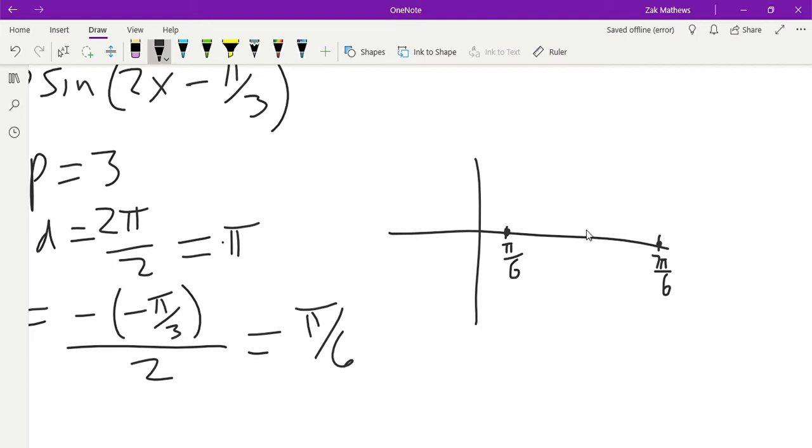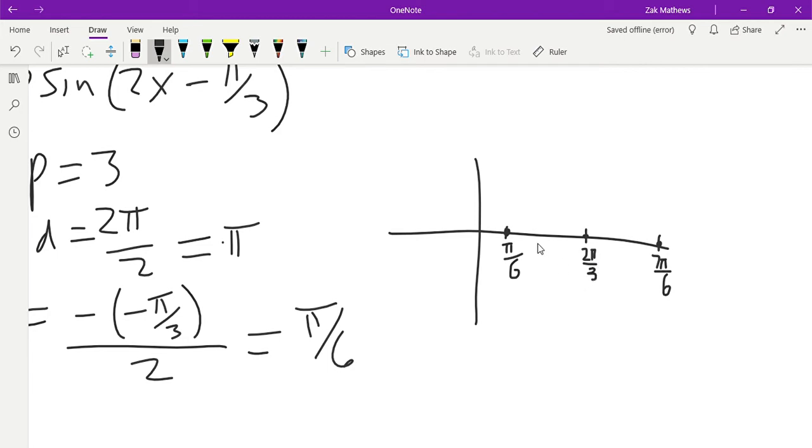Halfway in between them, I know that sine has to reach 0 again. That's going to be our third x-intercept for sine. So if I think about what's halfway between pi over 6 and 7 pi over 6, I'm just finding a midpoint. So adding the two, I get 8 pi over 6, and then if I take half of that, I get 4 pi over 6, which is the same as 2 pi over 3.